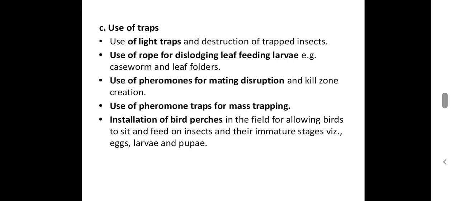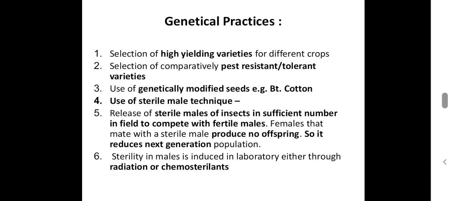Then installation of bird perches in the field. That means T-shaped bird perches. These are installed where the birds can sit and feed on the insects and their immature stages. Next one, genetical practices. Go for high yielding and particularly pest resistant and tolerant varieties that will reduce the pest. Then use of genetically modified seeds, for example Bt cotton.